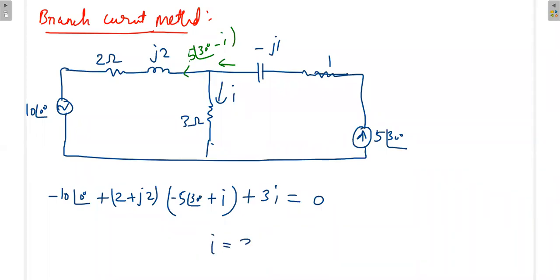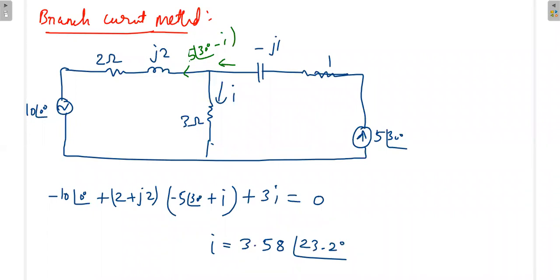That I is 3.58∠23.2 degrees. Like this you can calculate. Otherwise you can even apply the nodal method, then you will get the nodal voltage, which you divide by 3 to finally get the current. So you can go by any method.